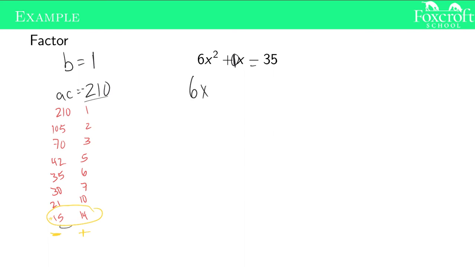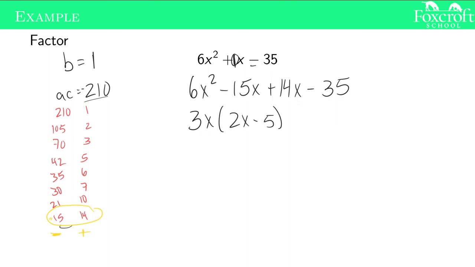So we're going to have 6x squared minus 15x plus 14x minus 35. All right, the first group of 2 looks like I can factor out a 3x, 2x minus 5. The second group of 2 looks like I can factor out a 7. That gives me 2x minus 5.